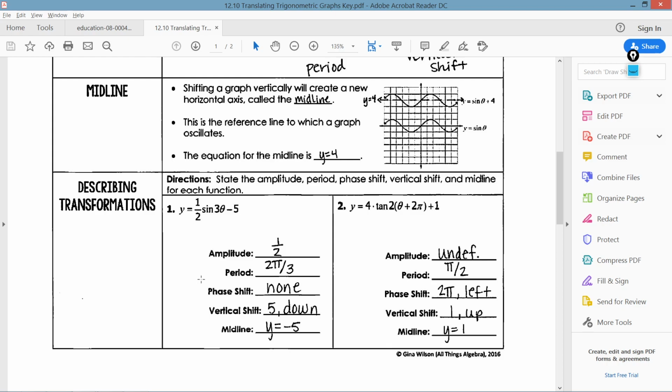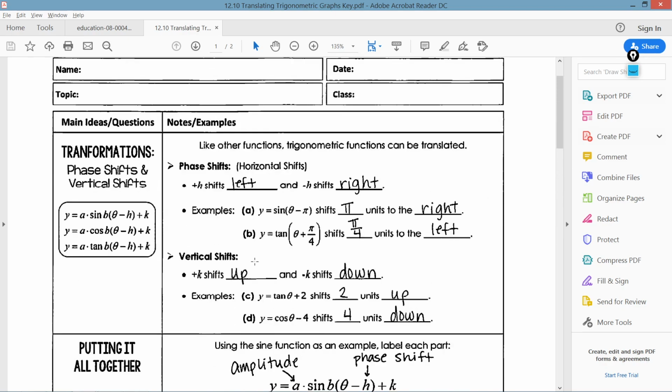Let's talk phase shift. It's just another way of saying the translation left and right, by the way. Horizontal shift: instead of saying horizontal shift, you might hear phase shift. And the idea is just, how are you moving the phases of the cycle, by what quantity?